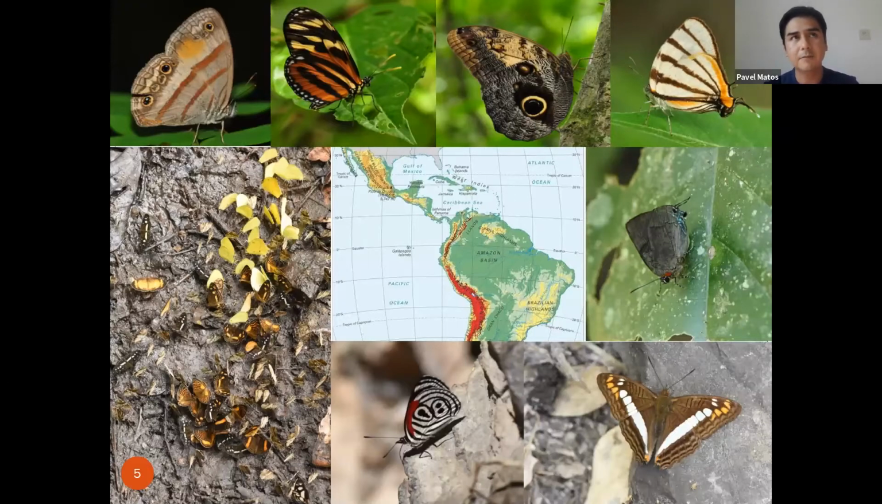The neotropical region is one of the main reservoirs of butterflies on Earth. Current estimates are that the Neotropical region has 40 to 45% of all butterflies on Earth.